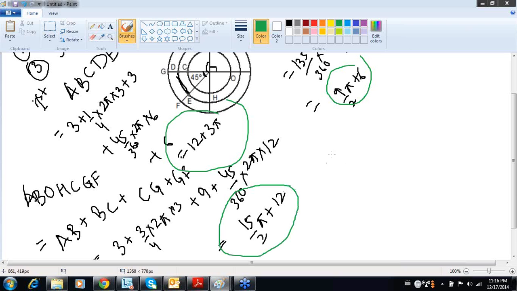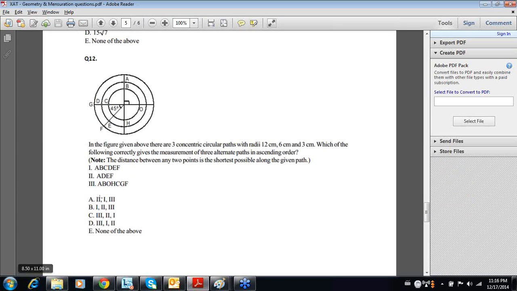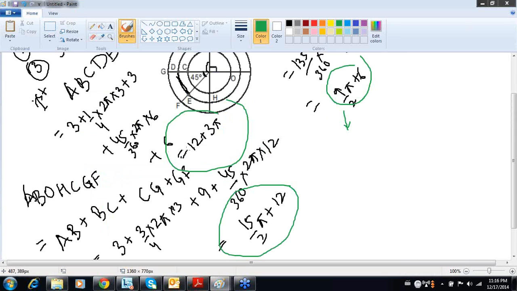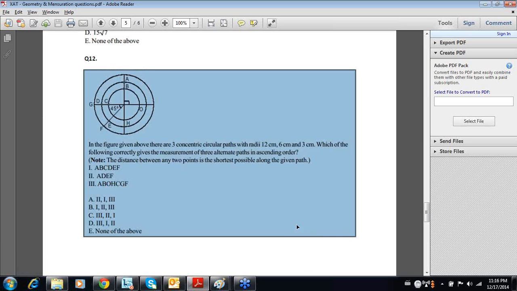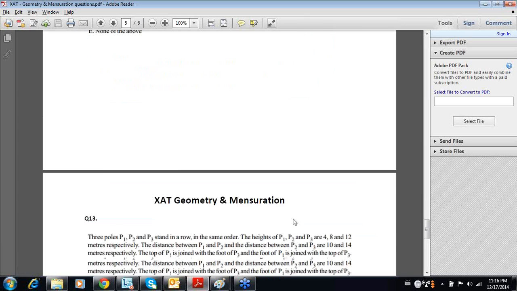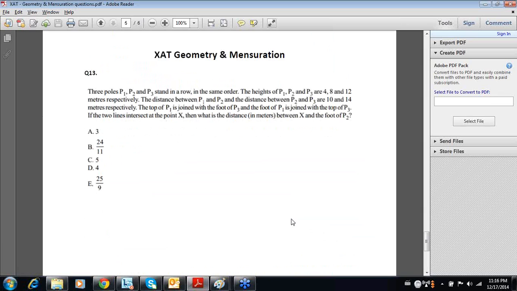Now we have to find out which is the smallest. Obviously this is the smallest, so it will be 2. Then this is the second largest, so 1, and then third is the third largest, so 2, 1, 3. That will be our option in the ascending order. Everybody clear with this? Clear?